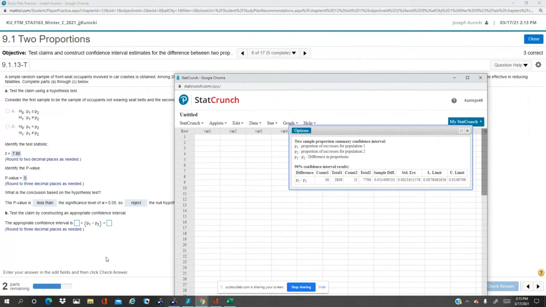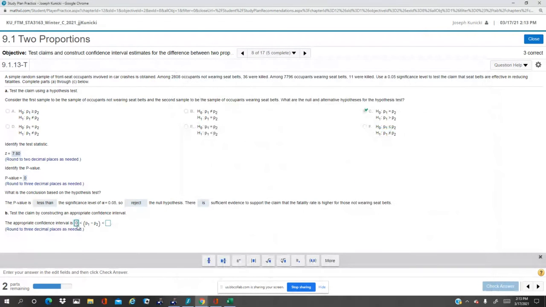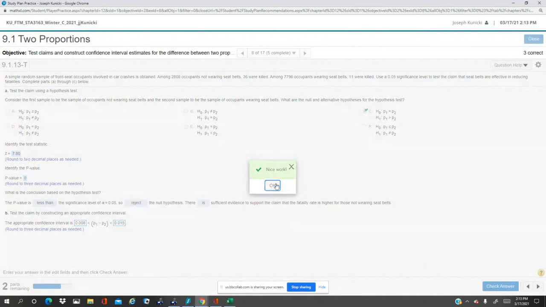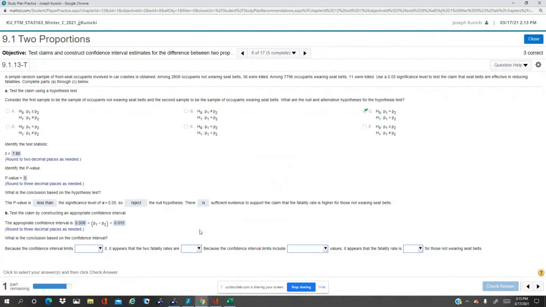So to 3 decimal places, the lower limit is 0.008, and the upper limit is 0.15. So 0.008, 0.15. I right away noticed that 0 is not in there. The confidence interval doesn't include 0, which means they're not equal. That's why we rejected the null.